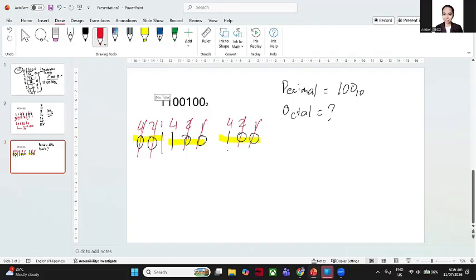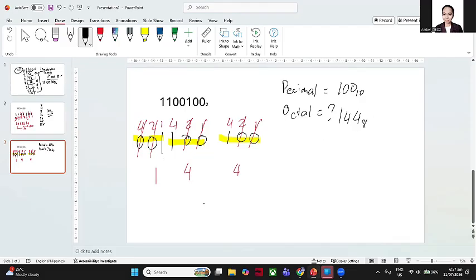So now we have our octal. How? Because we have 1 here in our third group, 4 in the second group, and 4 as well in the first group. So that's our octal for today's video. Let's put our answer: 144 in base 8.